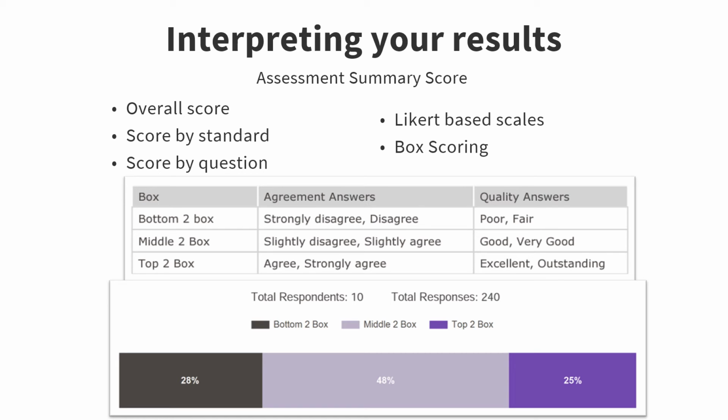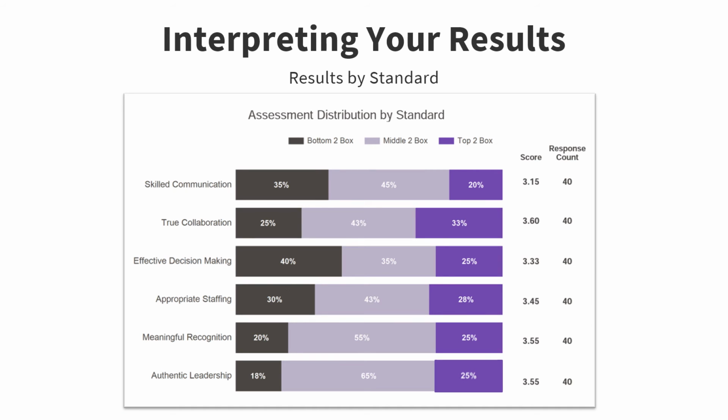Similarly, the agreement answers slightly disagree and slightly agree, and the quality answers of good and very good have been grouped together in the middle 2 box category, and those are represented by 48% of the respondents. And then finally, the answers of agree and strongly agree, and the quality answers of excellent and outstanding represent 25% of the respondents.